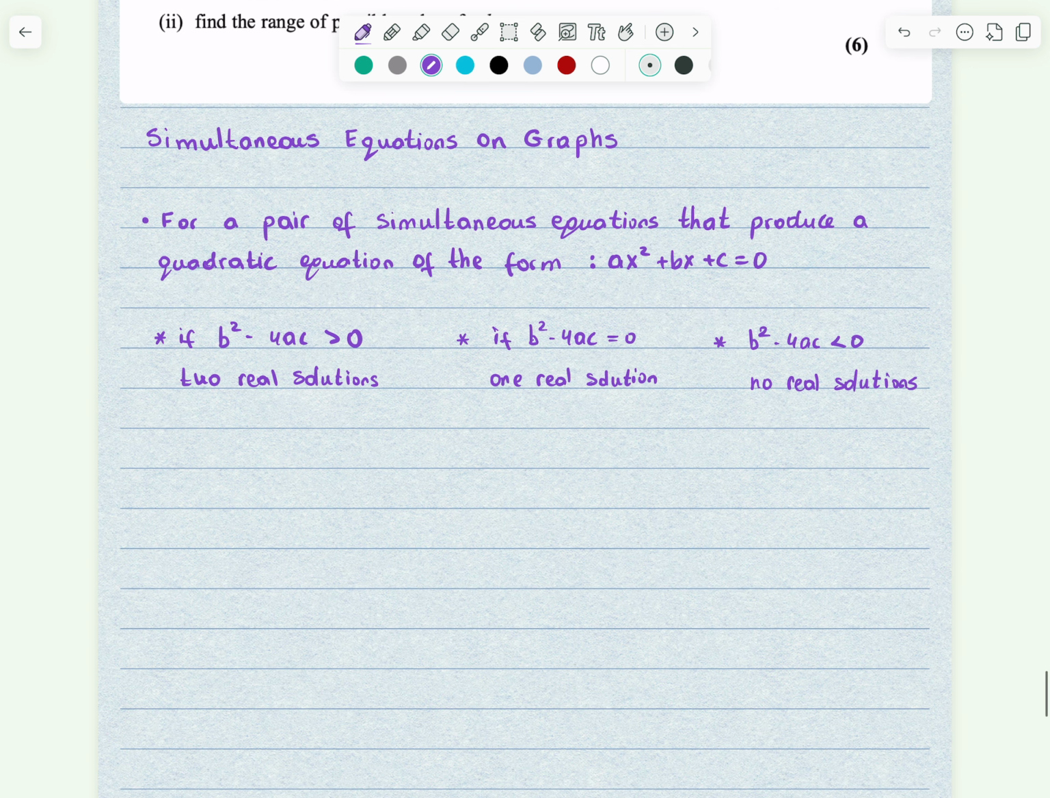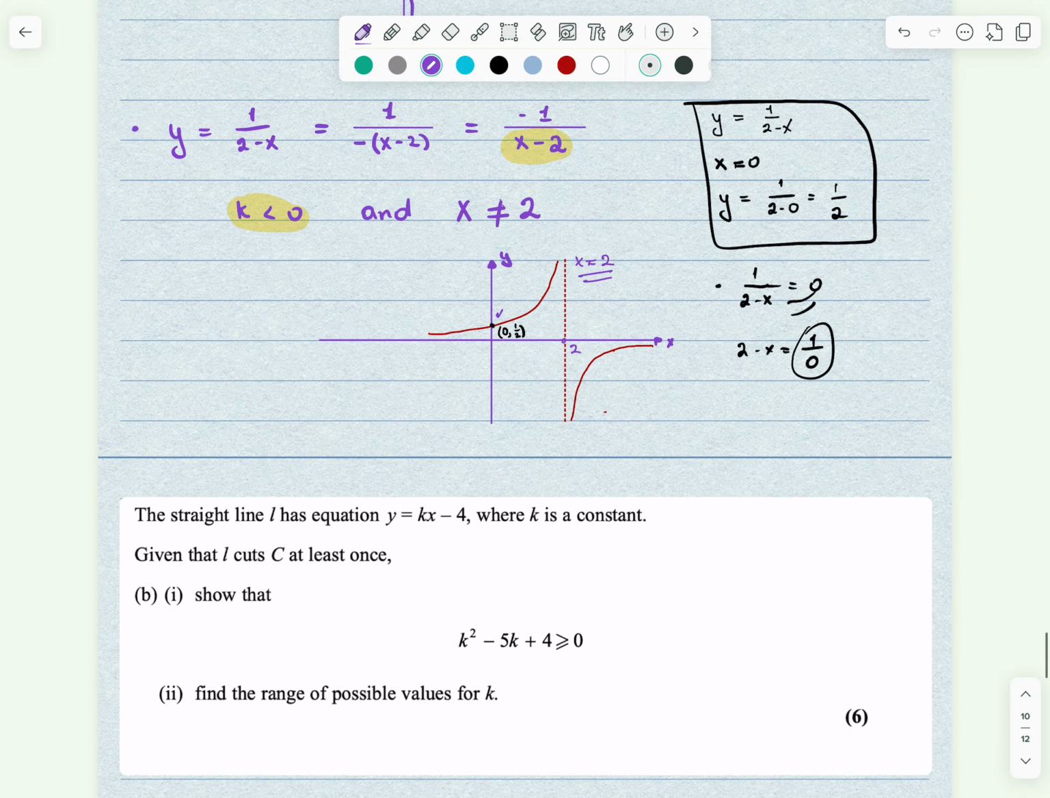If it's greater than 0, two real solutions; equals 0, one real solution; less than 0, no real solution, because under the square root there cannot be a negative number. For now, it can actually be, but we are not learning it, neither at AS level; it's only in further pure mathematics. Okay, so let's just apply that.